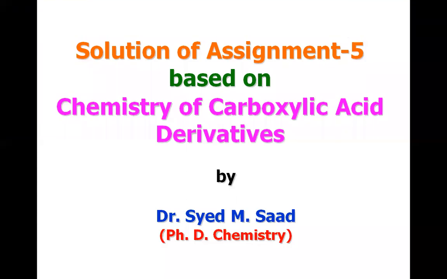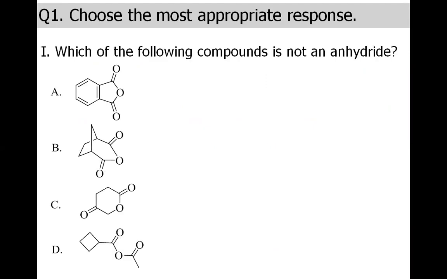In this video, we will discuss the solution of assignment based on chemistry of carboxylic acid derivatives. The first question of the assignment was choose the most appropriate response. It has 5 parts. The first part was which of the following compounds is not an anhydride. So we were given these four structures, and we have to spot the compound that is not an anhydride.